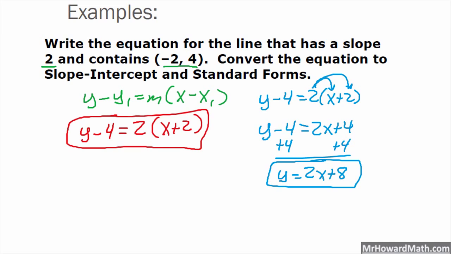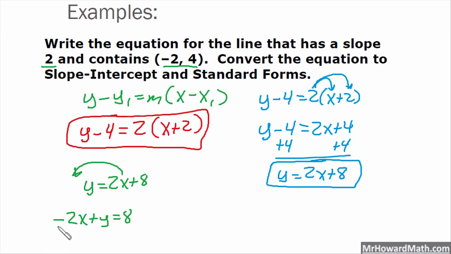Alright, and then the last form that we need is standard form. So with standard form, I'm going to start with my slope intercept form, y equals 2x plus 8. And I'm going to take the x term over to the other side so that x and y are on the same side. So that would give me negative 2x plus y equals 8. Anytime a term crosses the equal sign, it just flips its sign.